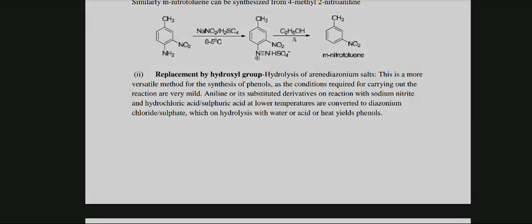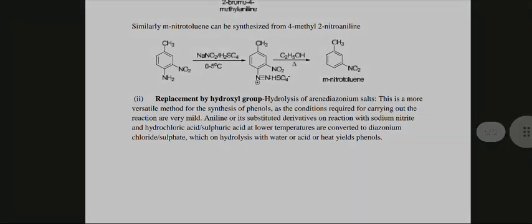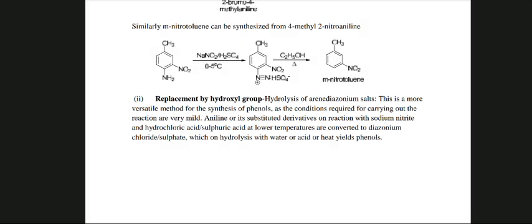Replacement by hydroxyl group. Hydrolysis of arene diazonium salts is a more versatile method for the synthesis of phenols, as the conditions required for carrying out the reaction are very mild. Aniline or its substituted derivatives on reaction with sodium nitrite and hydrochloric acid or sulfuric acid at lower temperature are converted to diazonium chloride or sulfate, which on hydrolysis with water or acid or heat yields phenols.